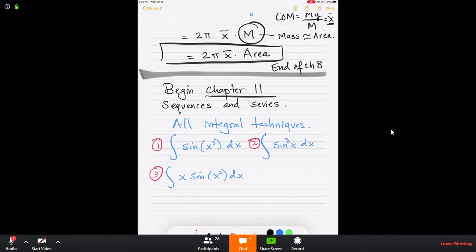Sequences and series is chapter 11 in the book. So we are just going to jump to sequences and series. And again, I'm trying to explain to you why we skip to it. The skip is because you can integrate this, you can integrate this, but you still can't integrate this.